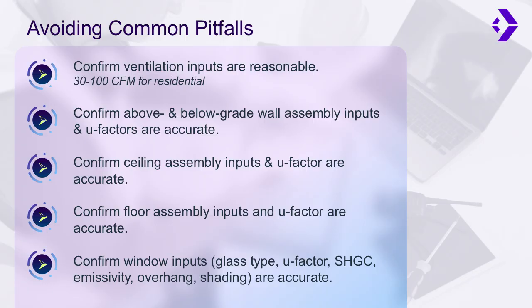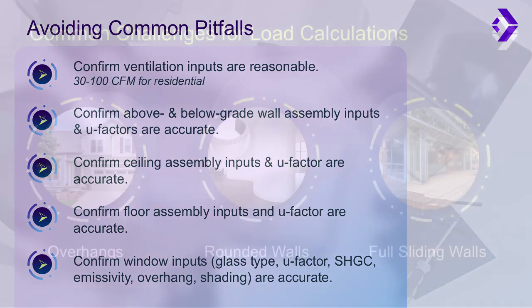Finally, confirm the accuracy of all assembly inputs and U factors. This includes above-grade and below-grade wall assemblies, ceiling assemblies, and floor assemblies. Don't forget to verify window inputs as well, including glass type, U factor, SHGC, emissivity, overhang, and shading. These details are critical to ensuring accurate and reliable load calculations.